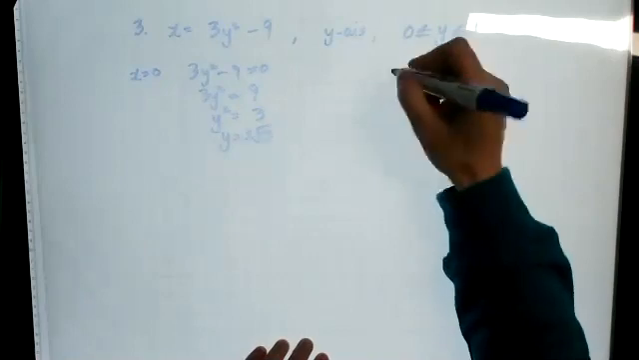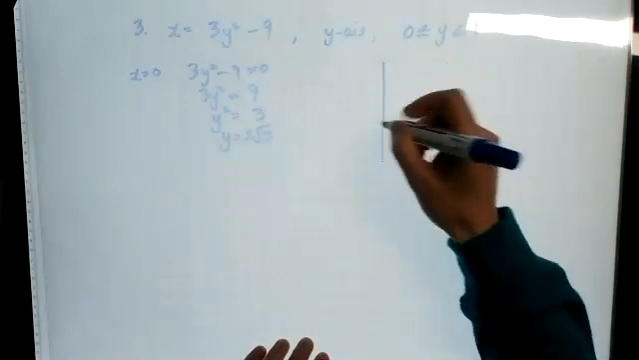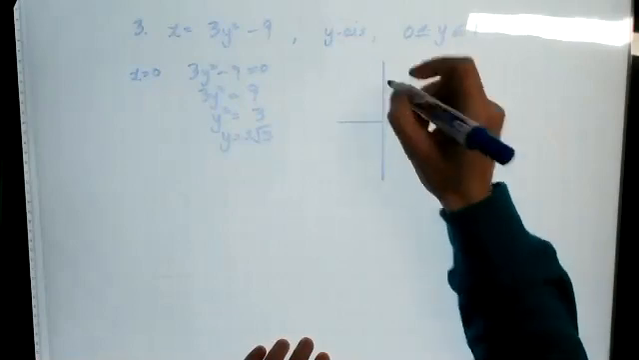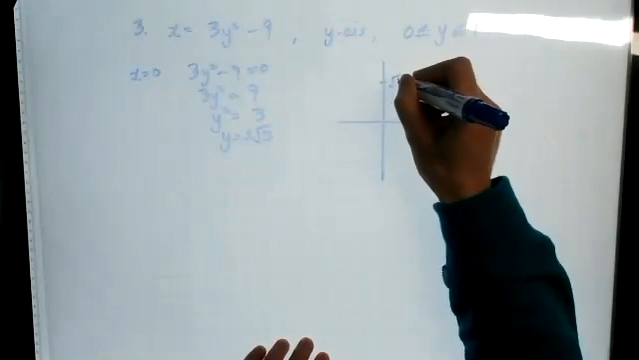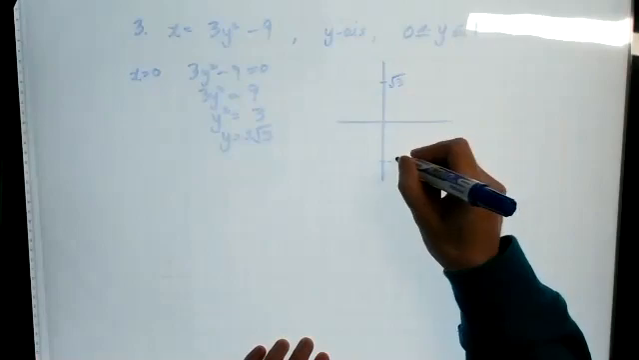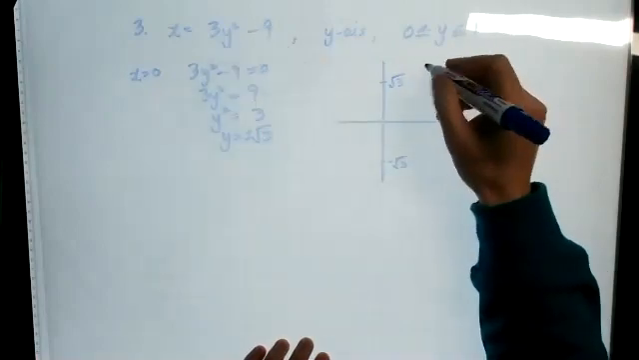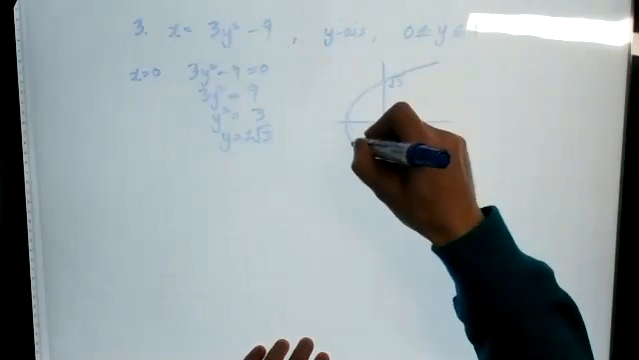So let's sketch the graph. We have square root 3 and minus square root 3, and then y squared, so the shape is a parabola.